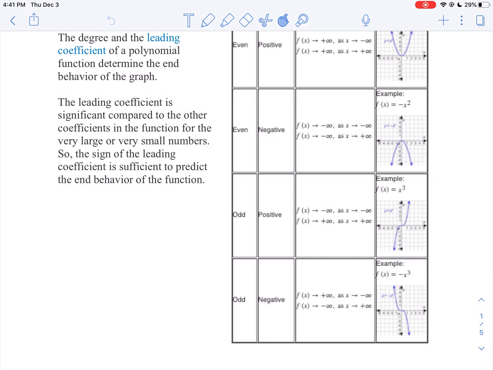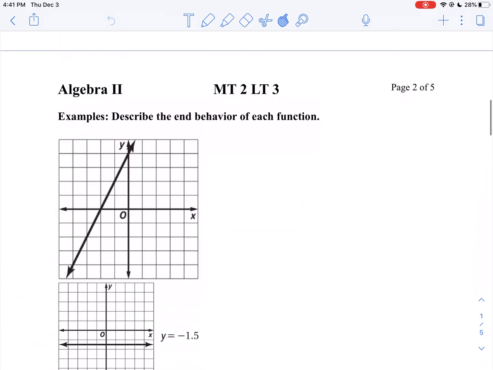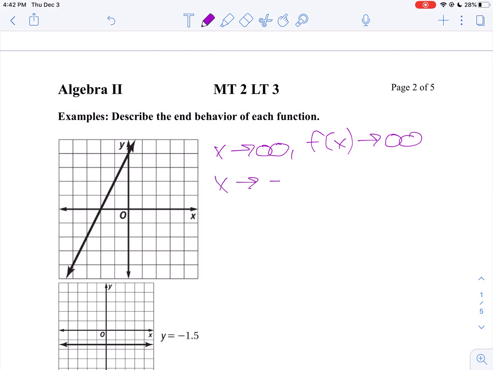But really, all you've got to do is notice the pattern, what's going on. So let's take a look at a couple examples here, and we'll also learn how to write this. Here we have a linear function. Notice, as x approaches positive infinity, your function f of x is also approaching positive infinity, isn't it? And as x approaches negative infinity, f of x is going to approach negative infinity, because you can see the graph is going down as it goes to the left.